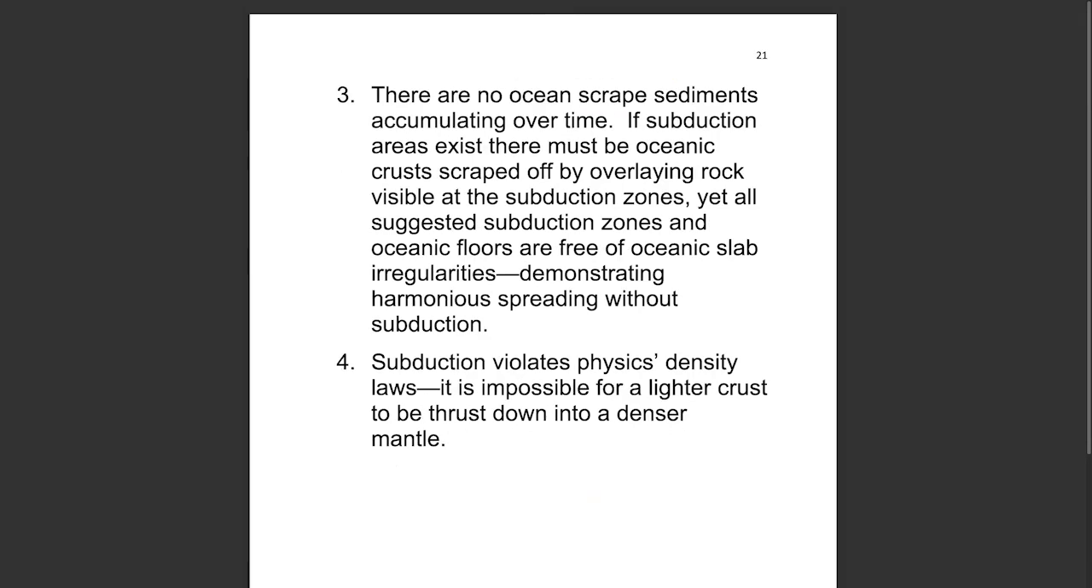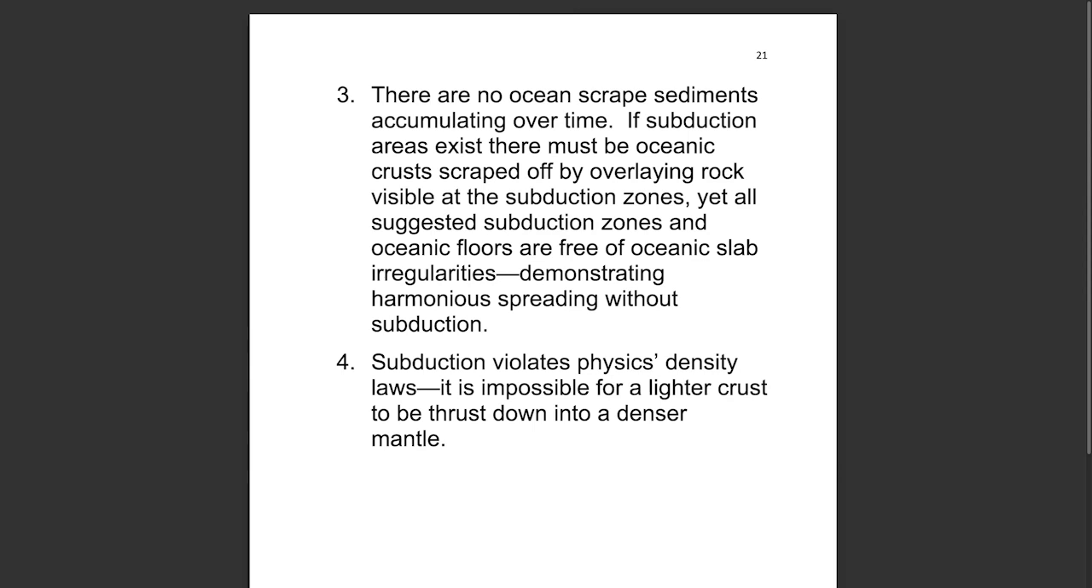Number 3 is there's no ocean scrape sediments accumulating over time. If subduction zones exist, there must be oceanic scrape by overlaying rock visible at the subduction zones. Suggested subduction zones and oceanic floors are free of oceanic slab irregularities. This demonstrates harmonious spreading without subduction. So, for example, if the crust of the floor of the ocean is going underneath the edge of a continent, it would be like pushing your fingers over the back of your hand and arm, and you'll pile up skin. In other words, scrape.